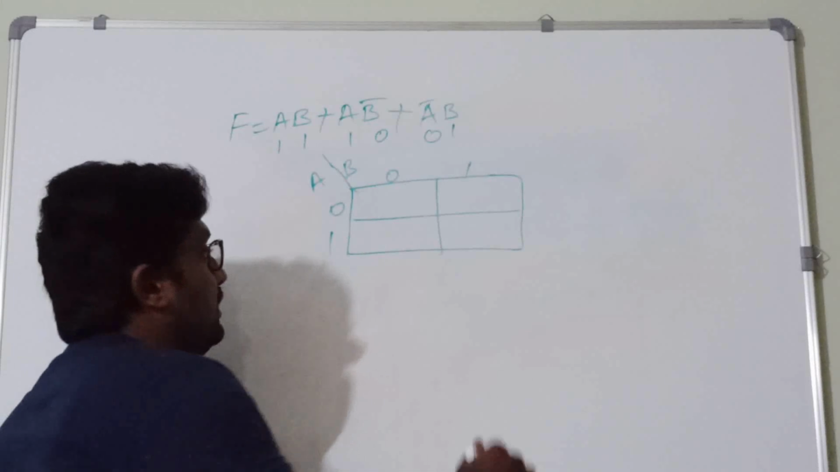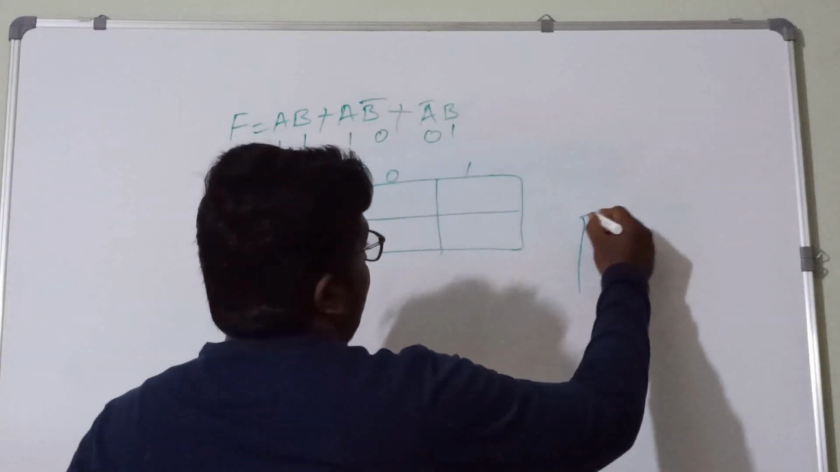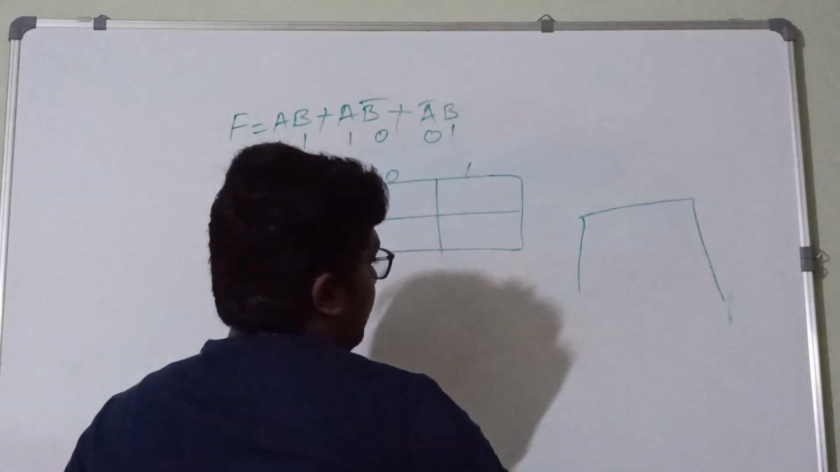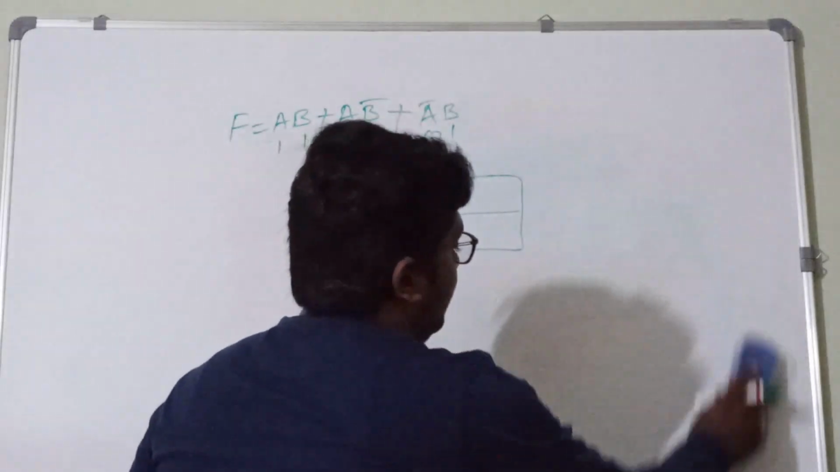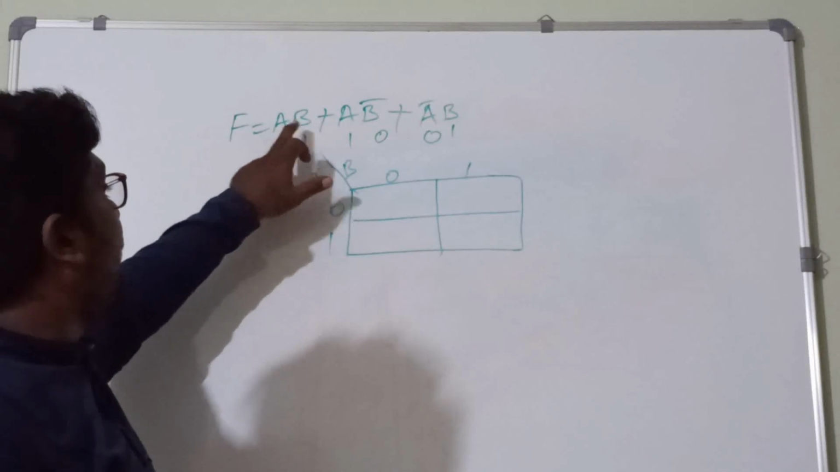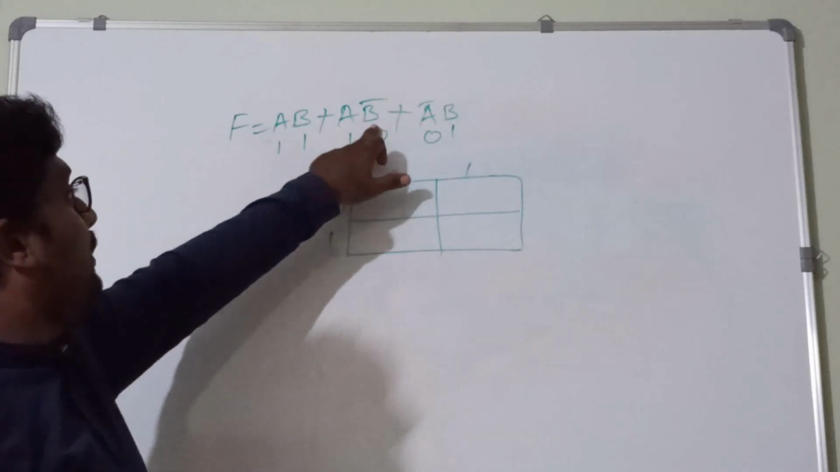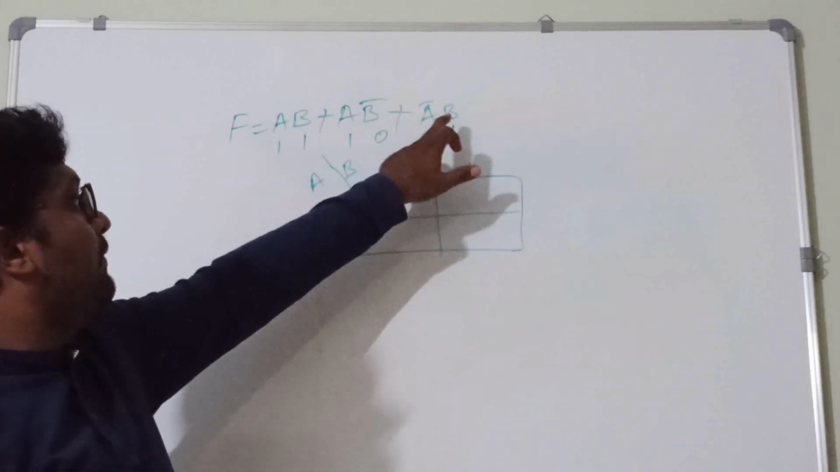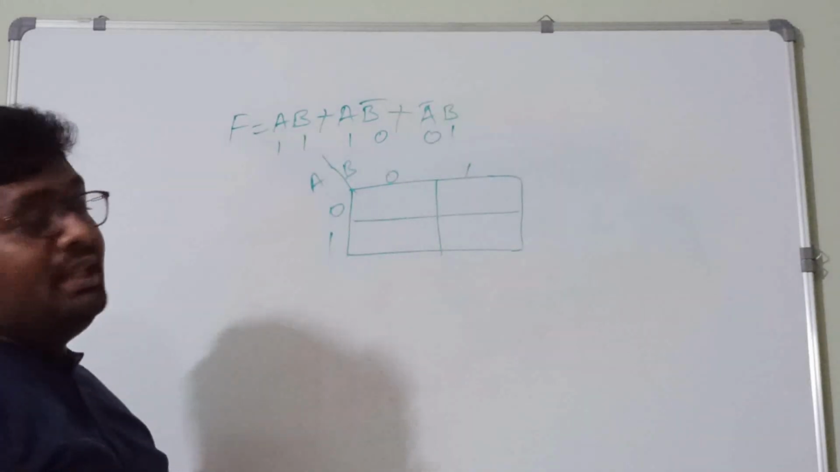If you observe the truth table for these 2 variables, though a truth table is not necessary, the values will be like this. For AB, it will be 1, 1. For AB complement, it will be 1, 0. And for A complement B, it will be 0, 1.